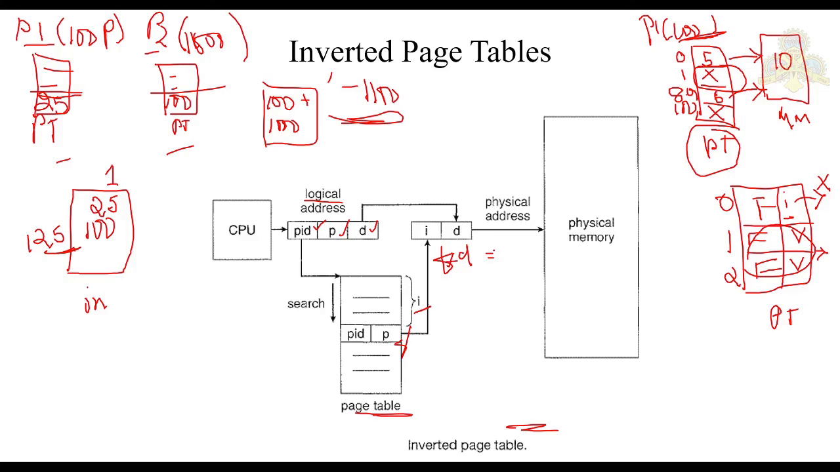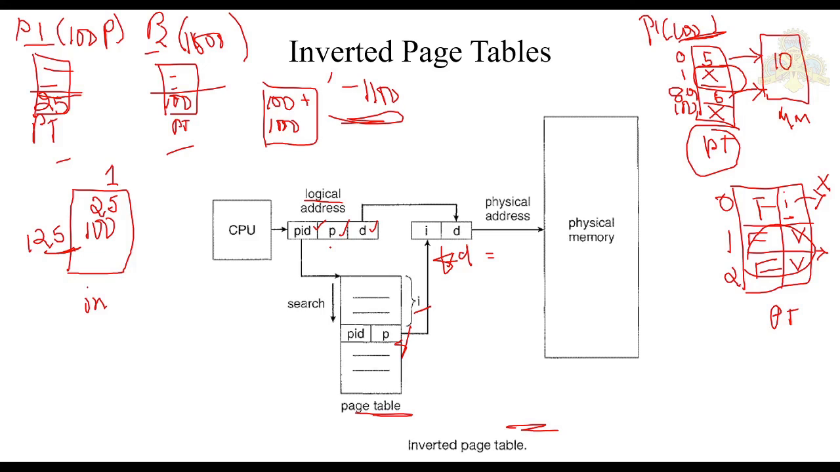If, whenever you are searching this inverted page table, you did not get a match for this process ID and the page number, then it would be an invalid access. That means you are trying to access an invalid page which is not there in the main memory. Fine. So this is about your inverted page tables.